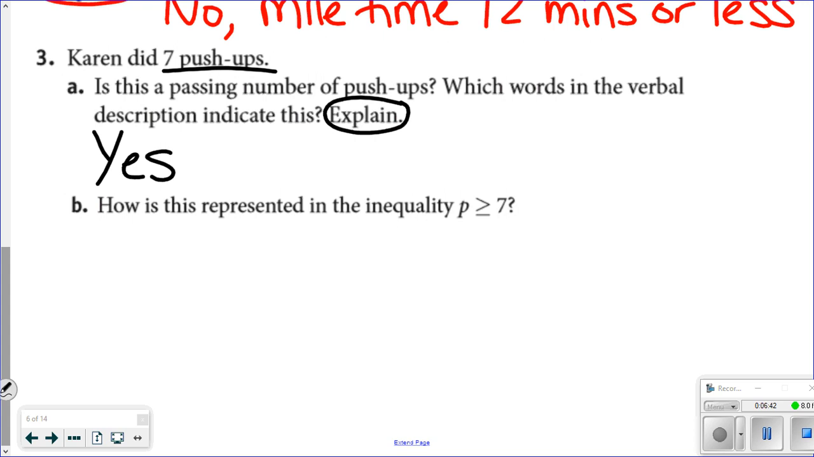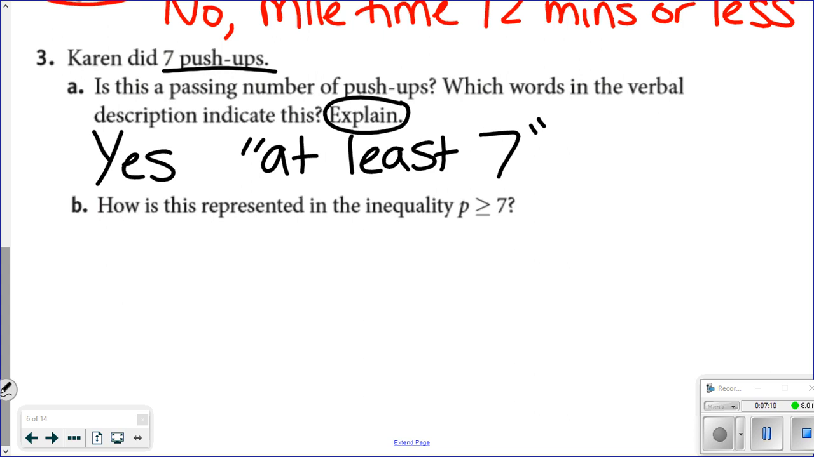Yes, Karen passes. How do I know if I go back up to my table and look at the verbal description? I know because of the words at least. She needed to do at least 7, which indicates that 7 is a passing number. So maybe we should add in at least 7.